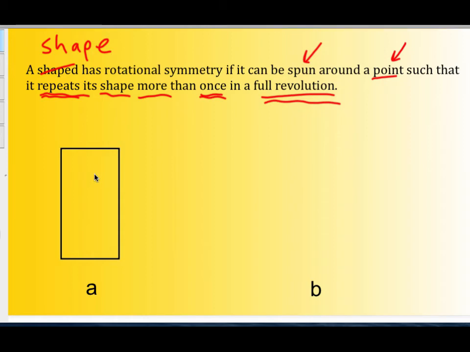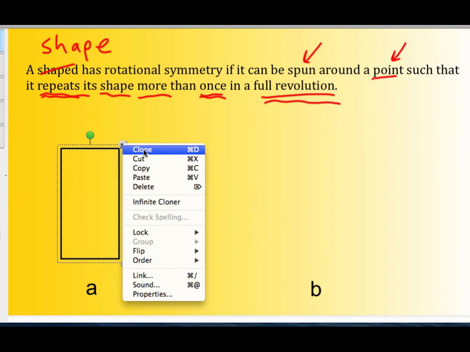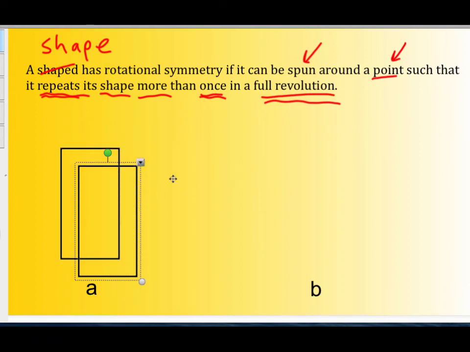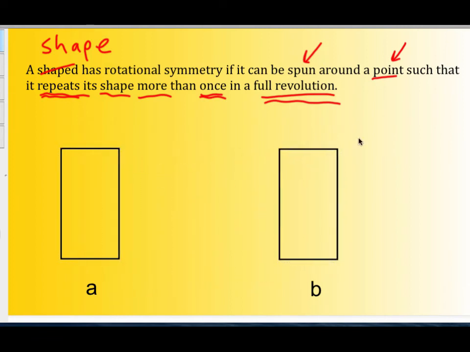Okay, I hope you paused me. Let's do it together. I'll just clone that shape. Sorry about that. Clone, and then here you go. Let's move it. All right, there you go. So let's rotate it. Let's see if it becomes itself.